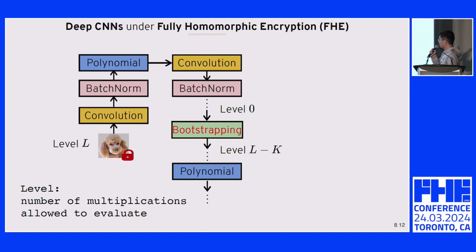We know the bootstrapping latency is very high, and the memory footprint is also very high. So when we evaluate a deep convolutional neural network under CKKS, the bootstrapping dominates total latency, and the bootstrapping is a bottleneck of computation.